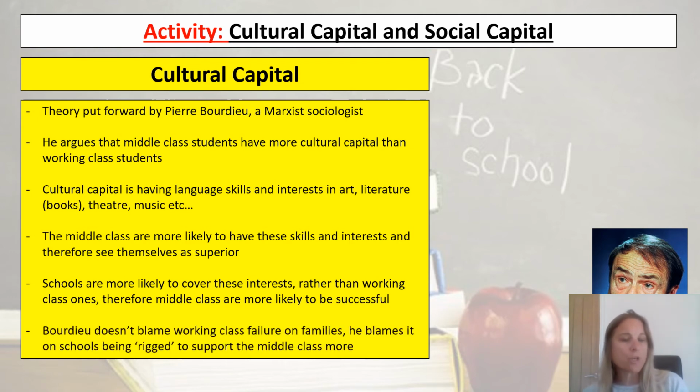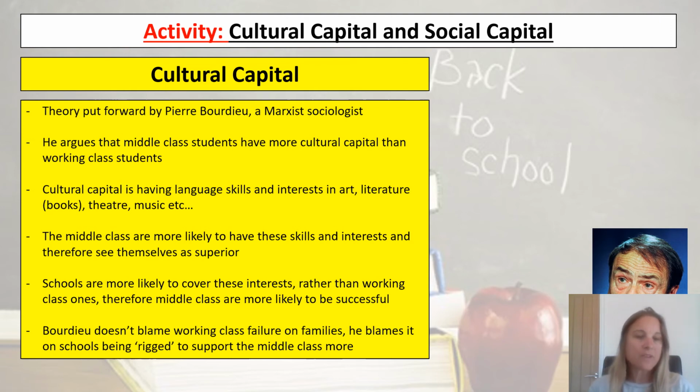Really importantly, Bourdieu doesn't blame the working class for this. He doesn't say that the working class families are bad because they don't take their children to theatres or on holidays and so on. What he actually says is it's the schools that are in the wrong, because the schools are set up to support the middle classes. And the language used in schools and the books that they study and the things that they talk about support the middle class more than they support the working class. And that's a really important distinction for you to understand.